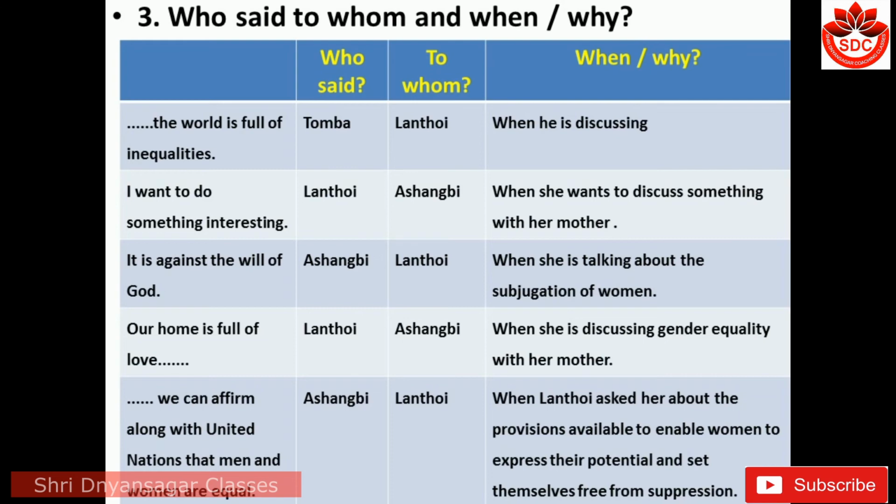It is against the will of God. Ashanti said to Lanthoi when she is talking about the subjugation of women. Our home is full of love. Lanthoi said to Ashanti when she is discussing gender equality with her mother. We can affirm along with United Nations that men and women are equal. Ashanti said to Lanthoi when Lanthoi asked her about the provisions available to enable women to express their potential and set themselves free from subjugation.